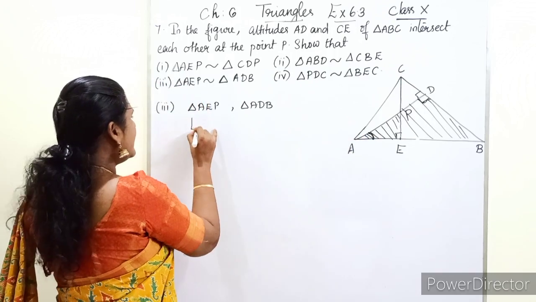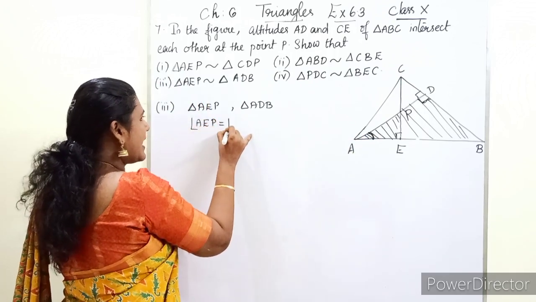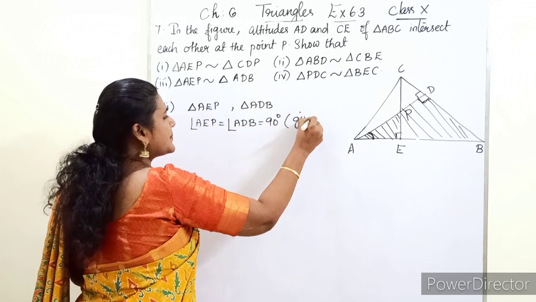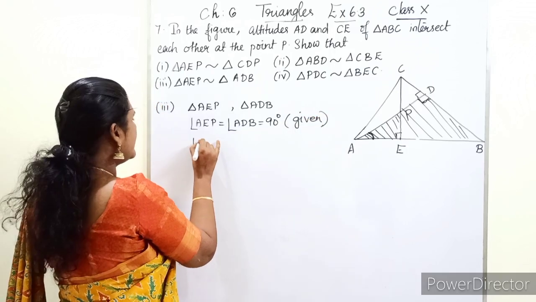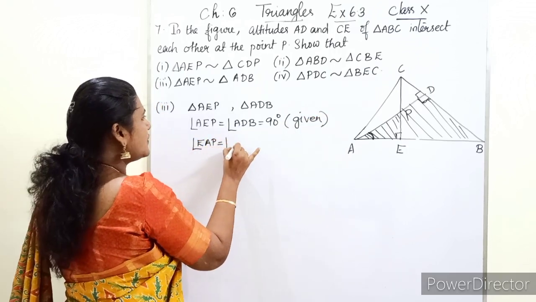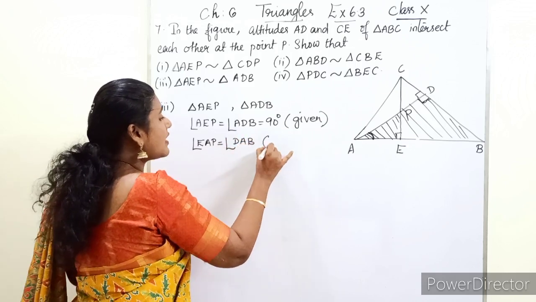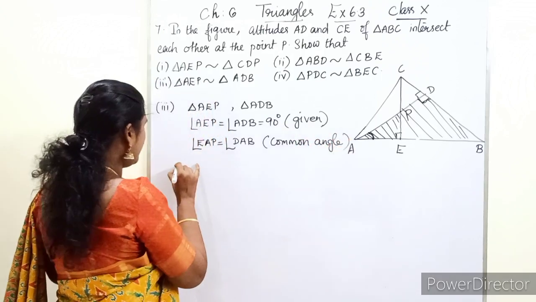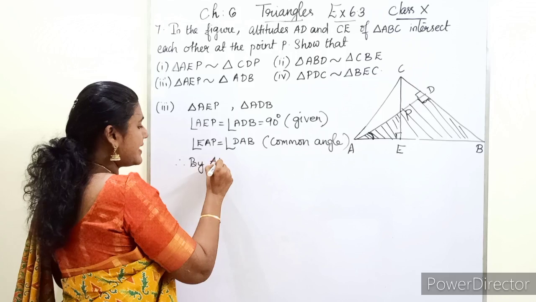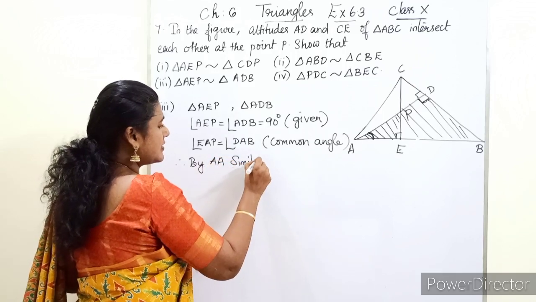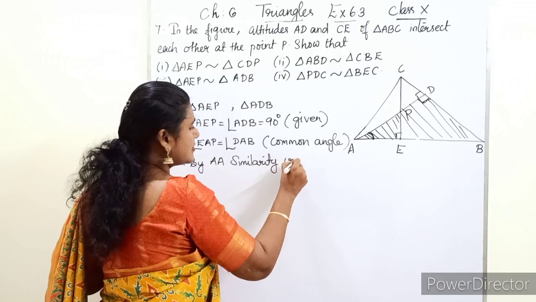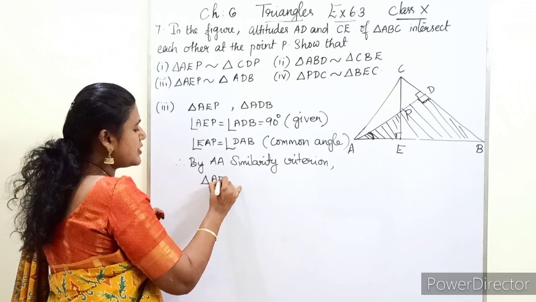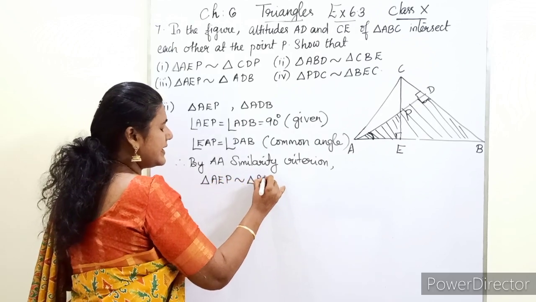So we will write angle AEP is equal to angle ADB is equal to 90 degree, which is given in the question, and angle EAP is equal to angle DAB. This is the common angle for both the triangle, common angle. Therefore by AA similarity criteria, these two triangles are similar. Triangle AEP is similar to triangle ADB.